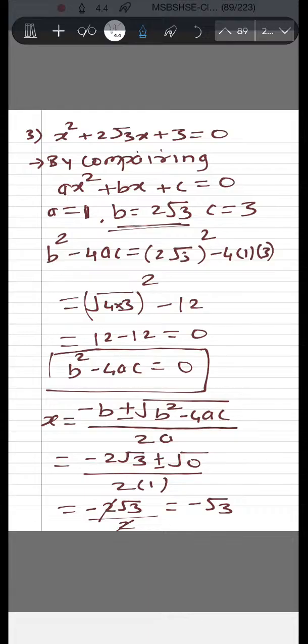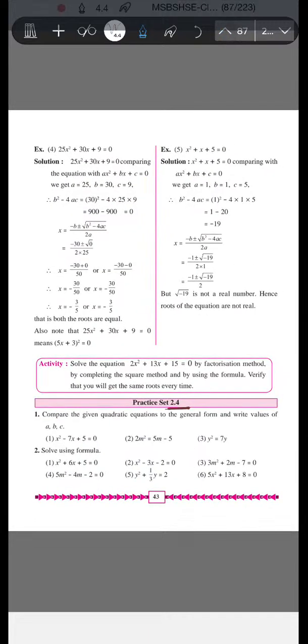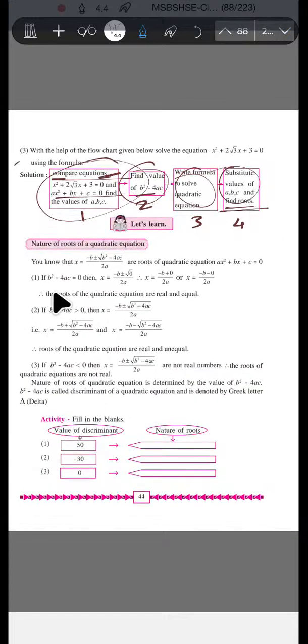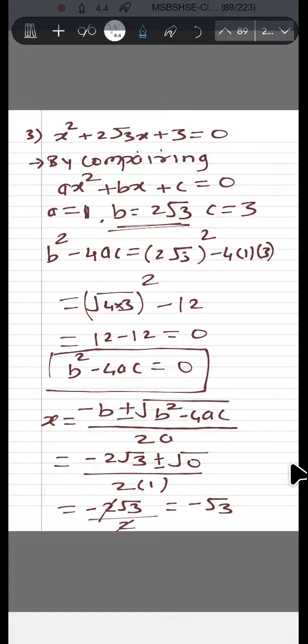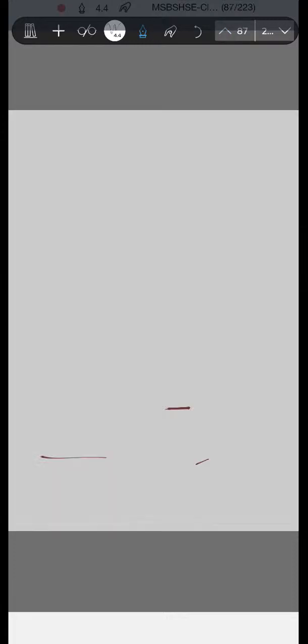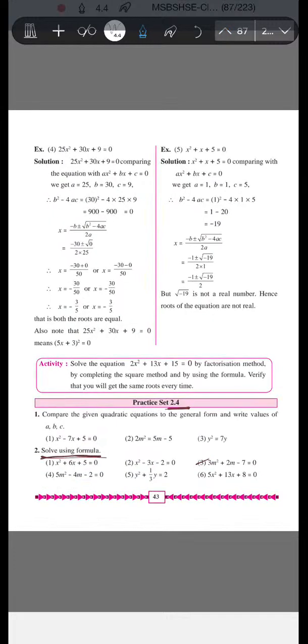Okay, and that is the question here. Next, we will discuss question number 2, solve using the formula. From question number 2, this question they have asked: solve using the formula. So hopefully you have understood that question number 3. Here is the answer, and now we will discuss the next question, question number 3 from question number 2, solve using the formula.